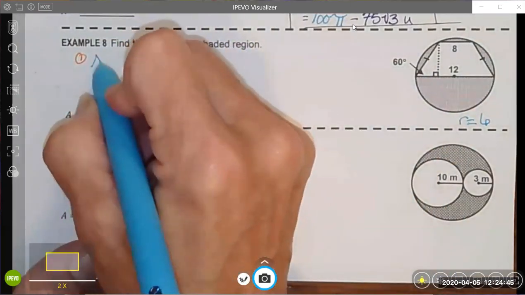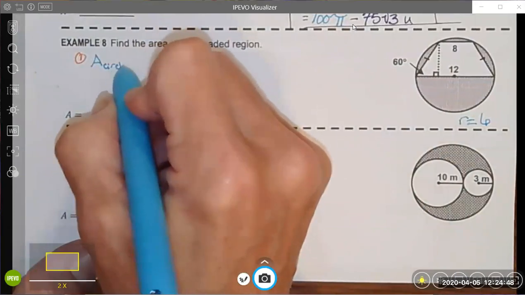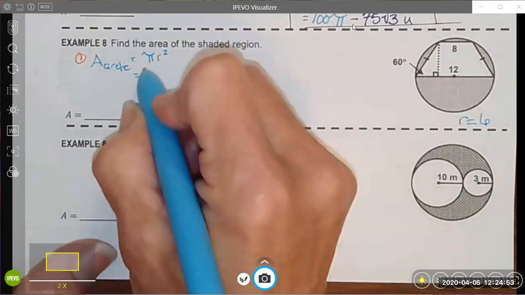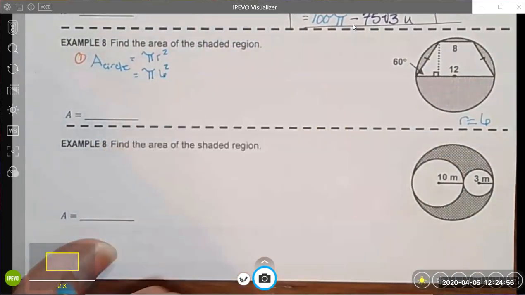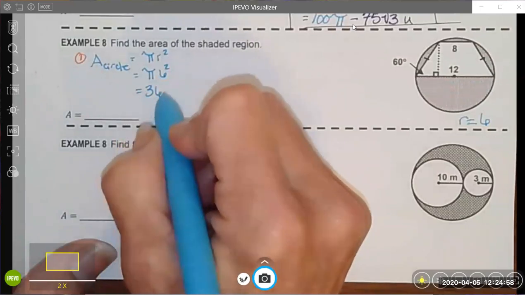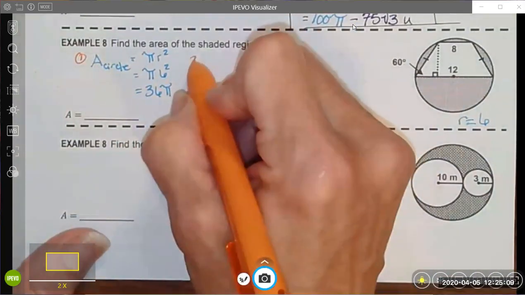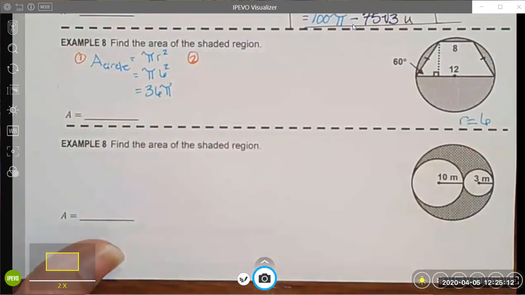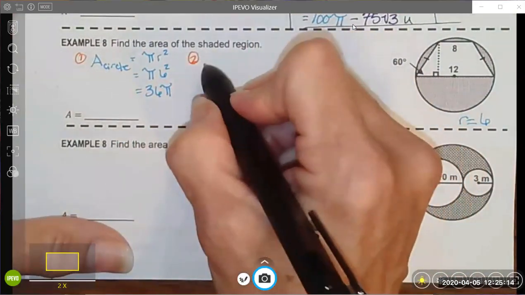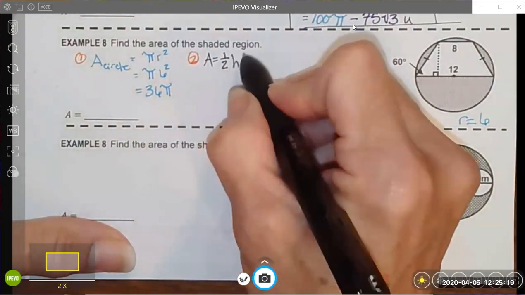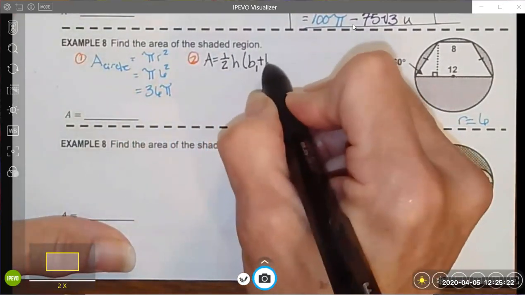So to find the area of my circle, I'm going to use pi times my radius squared, pi, substitute in 6, and come up with a calculation of 36 pi for the area of my circle. Again, that was the easy part. Step 2 is to find the area of the trapezoid. To do that, I'm going to remember that the area formula for a trapezoid is a little bit complicated. It's 1/2 the height times base 1 plus base 2.